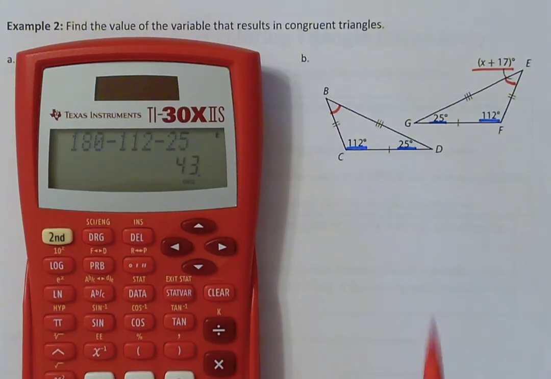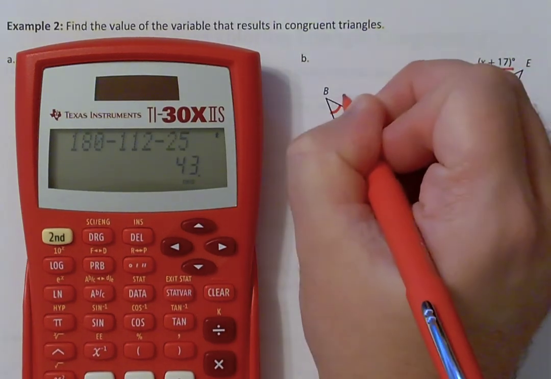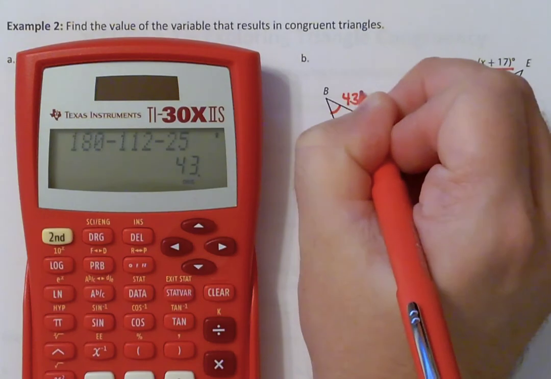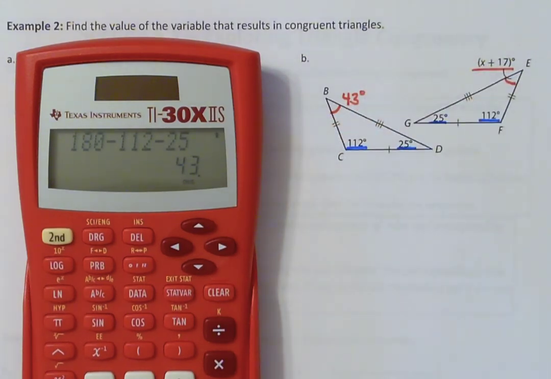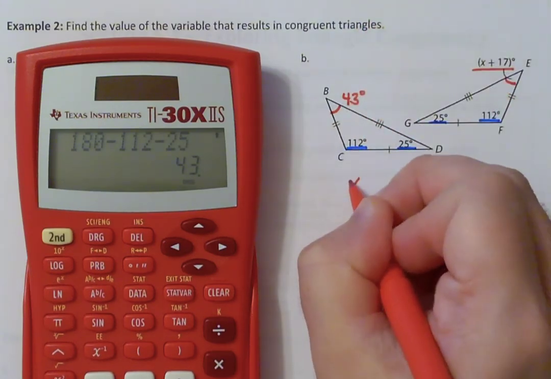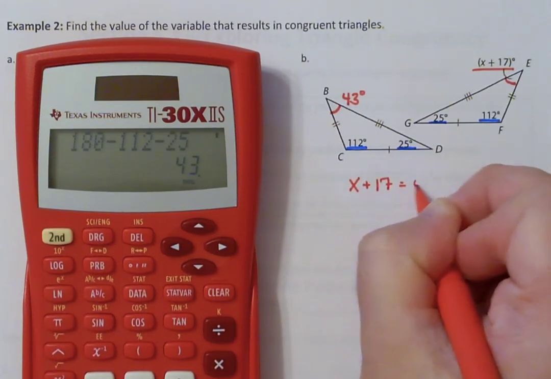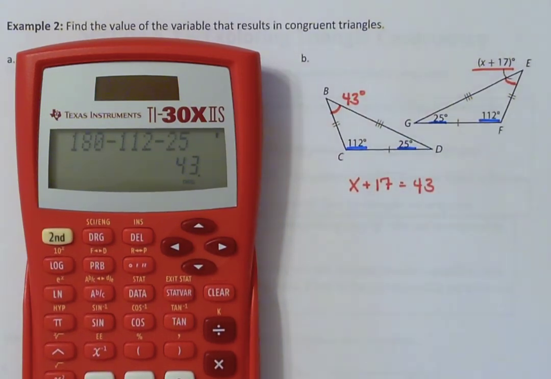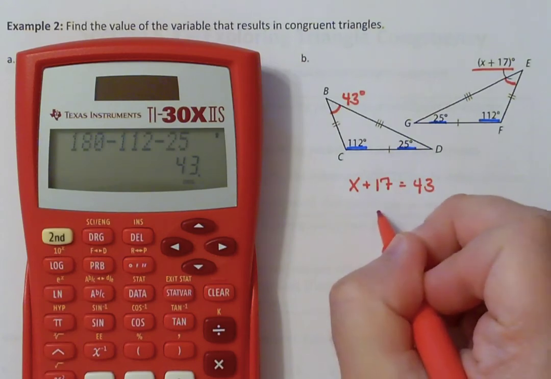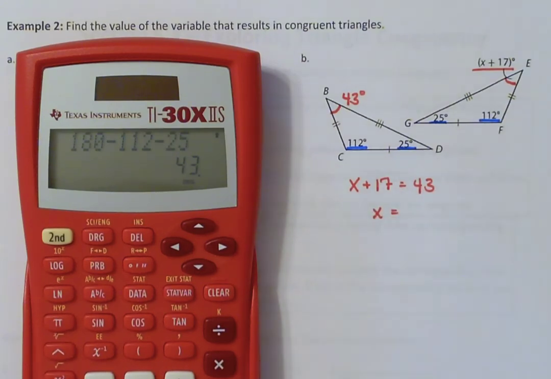And I end up with 43. So that means the measure of angle B is 43 degrees. And that means E also needs to be 43. So I'm going to set these two equal to each other. So we're going to have x plus 17 equals 43. And then all you have to do is just go through and solve to figure out what x equals to result in these two angles being congruent.